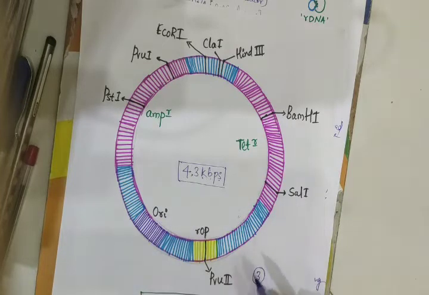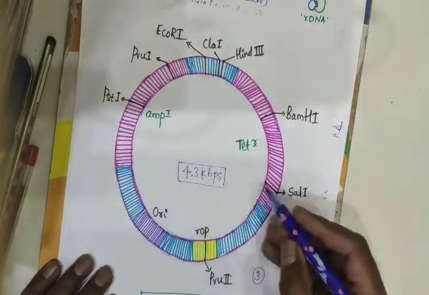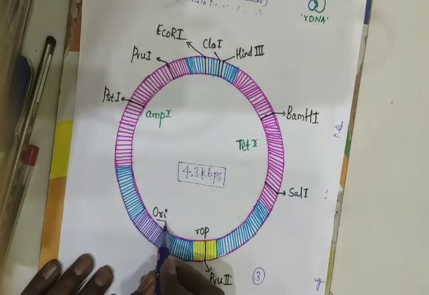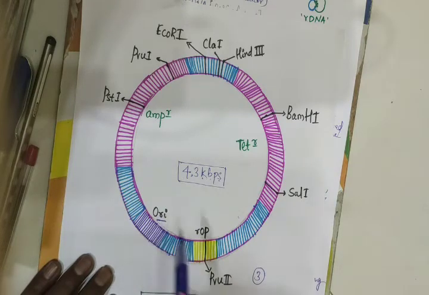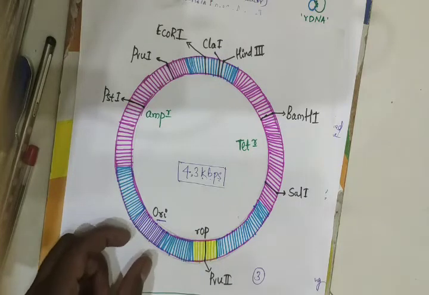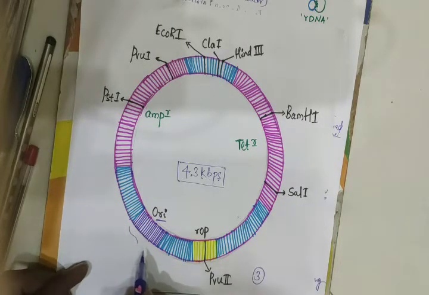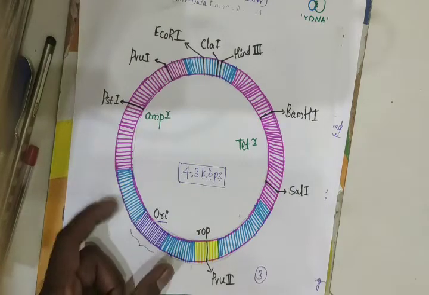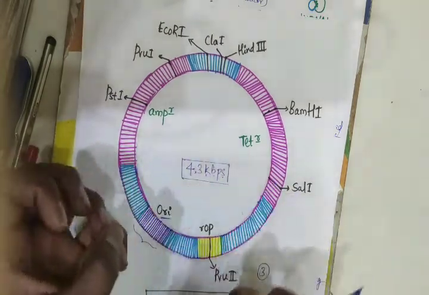So here in this plasmid, I have mentioned ORI. ORI means origin of replication. See here, this blue segment. This total blue segment is the origin of replication. That means this DNA is going to double.